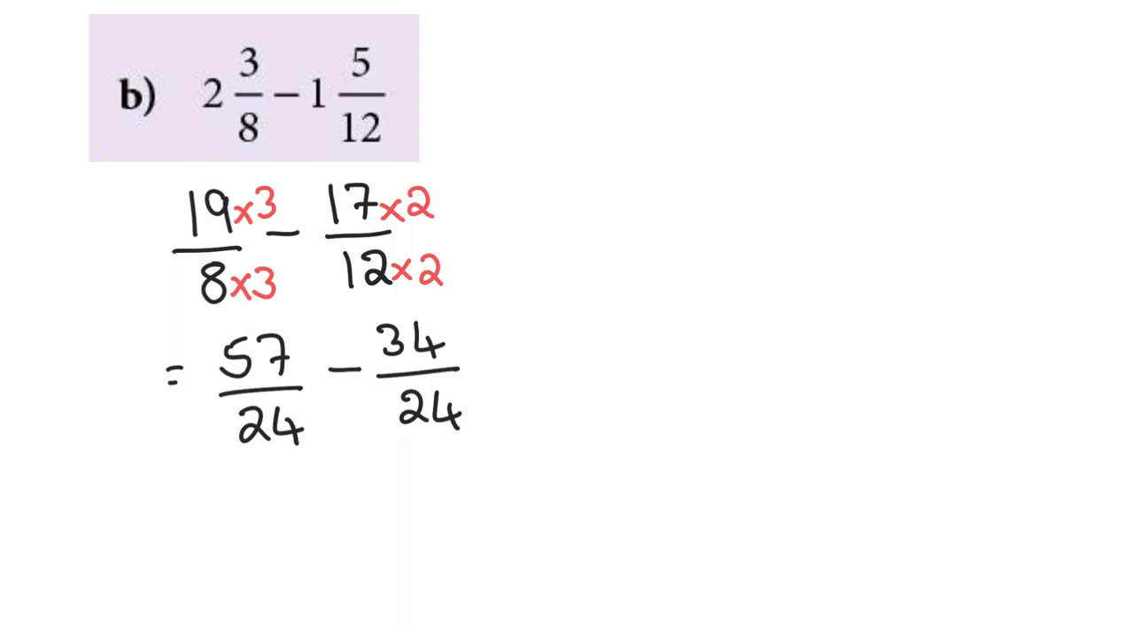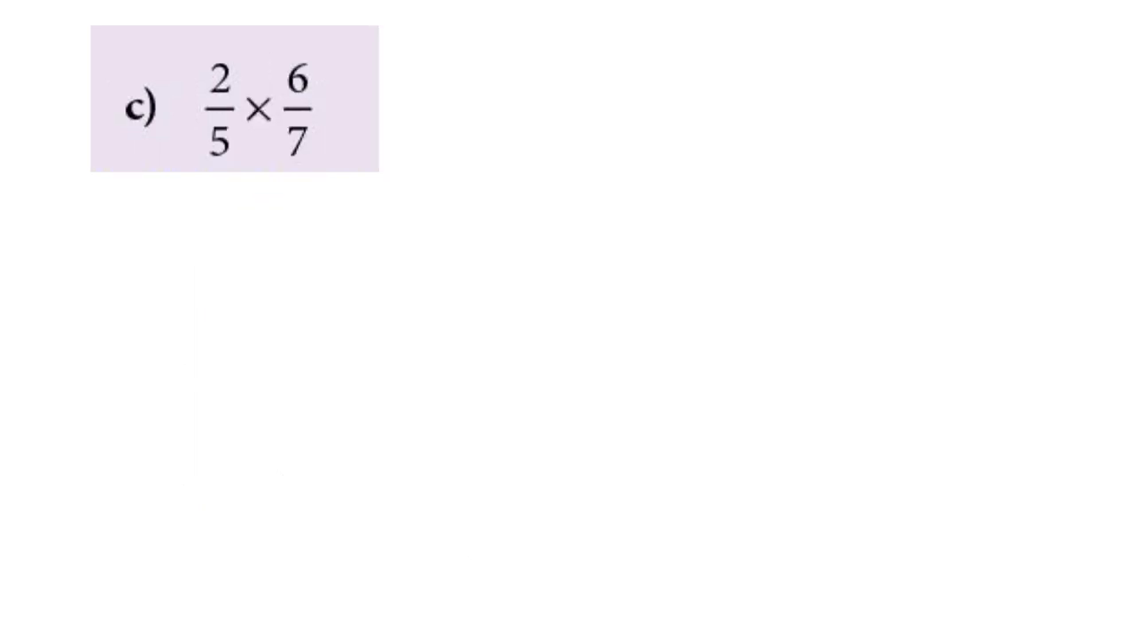Now, are the denominators the same? Yes. Now we can subtract the numerators. 57 minus 34 is 23. So 23 over 24 is the result. Great going. Let's try a few more.